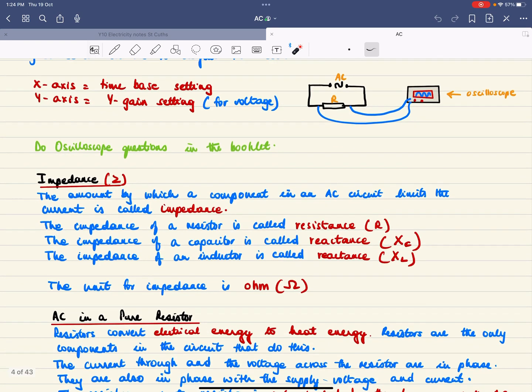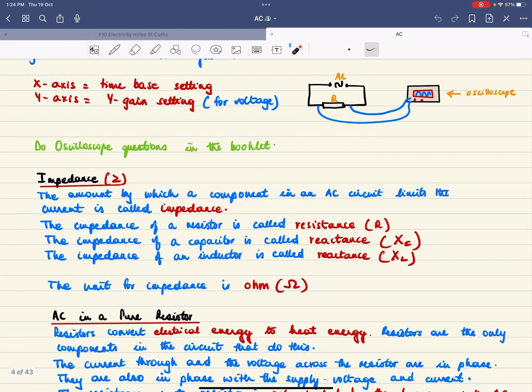Now, impedance. Whenever there are components in any circuit, they limit the current. So in an AC circuit, the amount by which a component limits the current is called impedance. The symbol is Z. Now, the impedance of a resistor is called resistance.